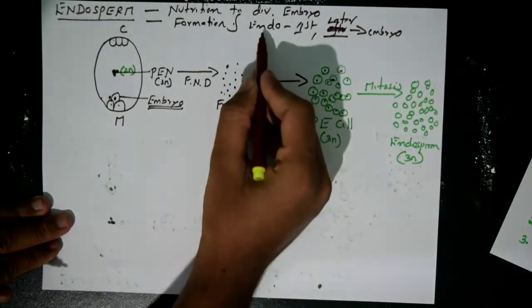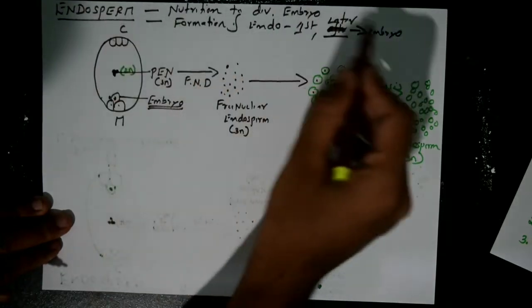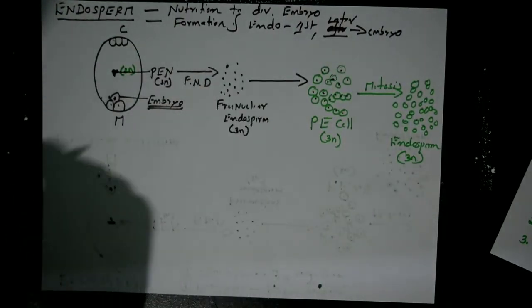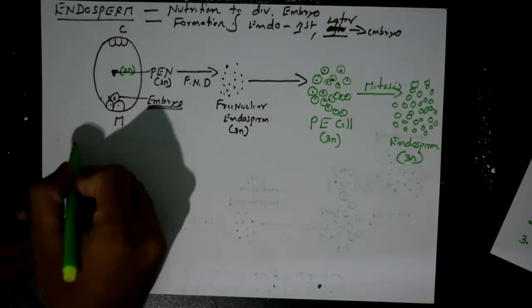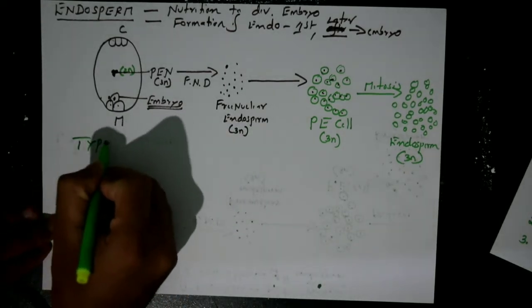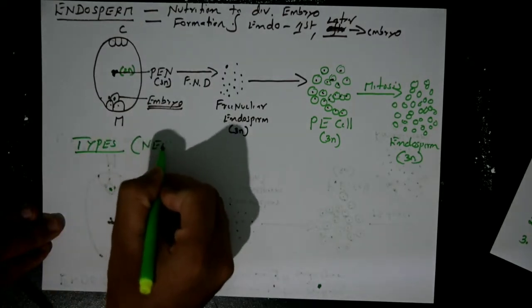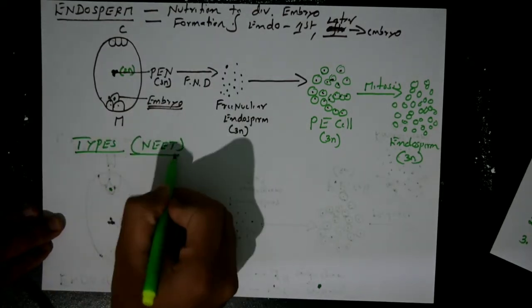So that someone is the endosperm. Endosperm provides nutrition to the embryo. This is very important. Then coming to the types of endosperm. This is only for NEET. It's only for NEET. Okay, you have to remember with example.